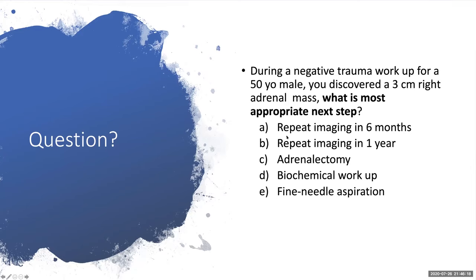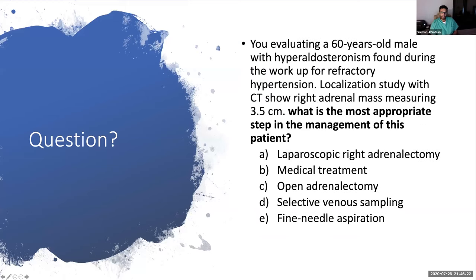So to the last question. You are evaluating a 60 years old male with hyperaldosteronism found during workup for refractory hypertension. Localization study with a CT scan showed a right adrenal mass measuring 3.5 centimeter. What is the most appropriate next step in the management of this patient? All right, so 50% said adrenalectomy.